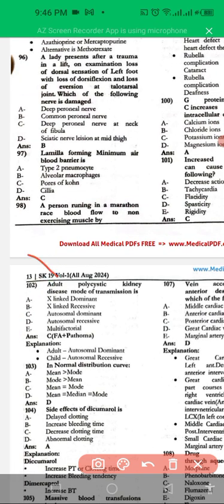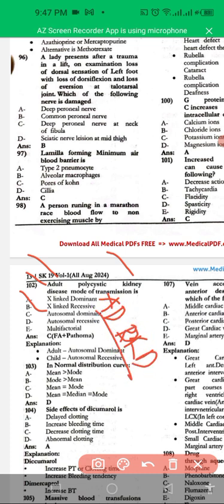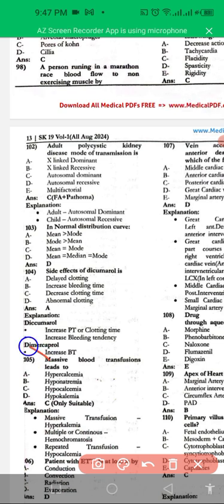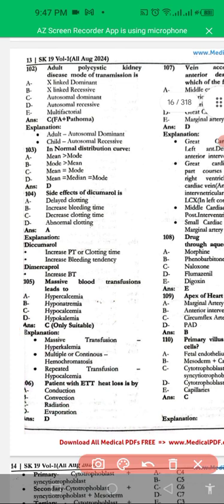Next one: adult polycystic kidney disease is autosomal dominant. That is why it is called ADPKD, autosomal dominant polycystic kidney disease. Next one: a side effect of dicumarol is delayed clotting. Dicumarol is a drug which has the side effect of delayed clotting. Massive blood transfusion leads to hypocalcemia. In a patient with ETT, heat loss will be because of evaporation.